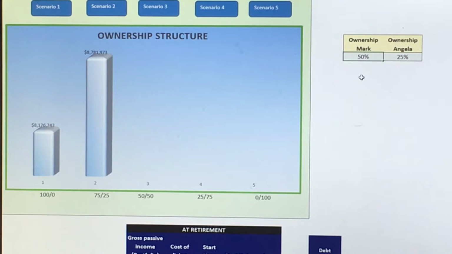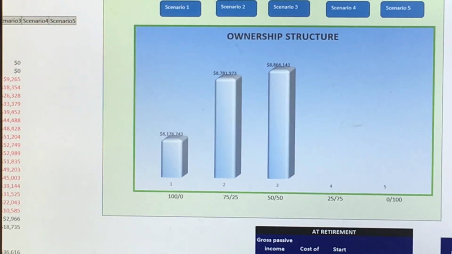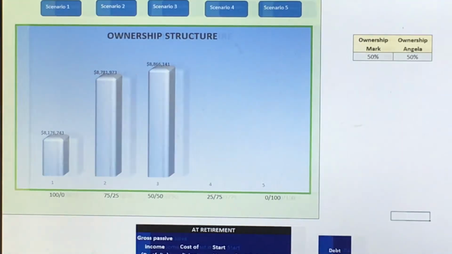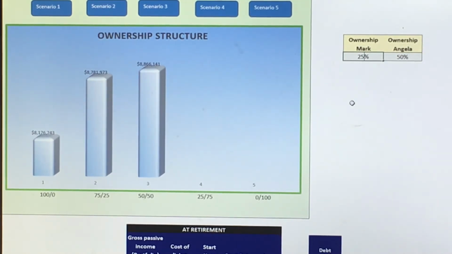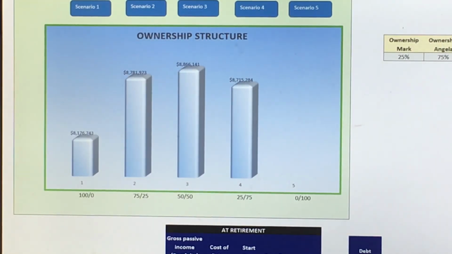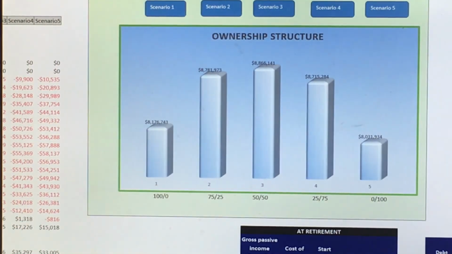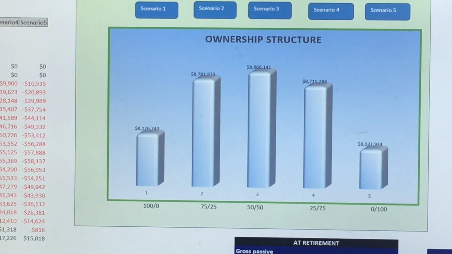Make it a 50-50. Slightly better still. And slightly worse. You can see the middle 50-50 is the optimum result over the long run.